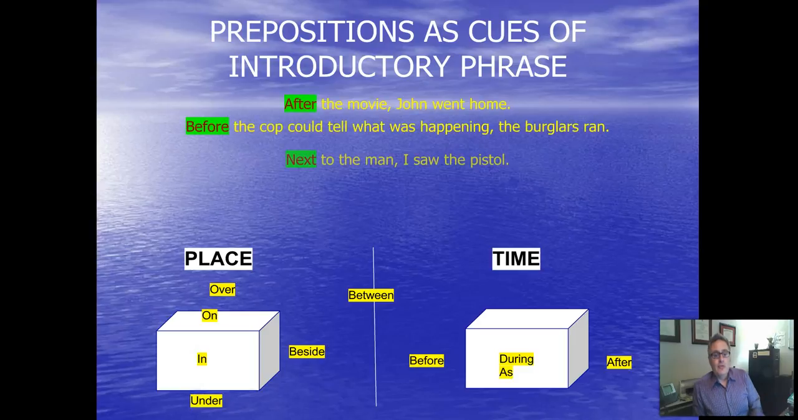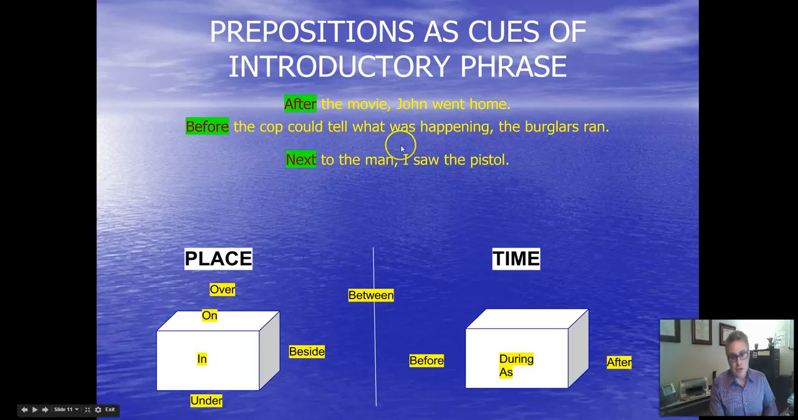In all of these sentences right here, you will notice prepositional words and prepositional phrases that come after those words. After the movie, before the cop could tell what was happening, next to the man. And so what these prepositions will do, if you understand what a preposition is, they will clue you into, hey, I'm probably going to need a comma, because most of the time, 99% of the time, if a sentence starts with a prepositional word or phrase, you can pretty much be guaranteed it's going to require a comma.